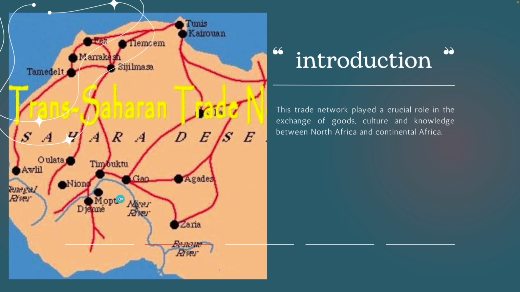The blue lines are the rivers. This is the Niger River, which is a very prominent river in Nigeria today. In a sense, that's where Nigeria gets its name, from the River Niger. And we see Sijilmassa. These are prominent points along the Trans-Saharan trade routes.